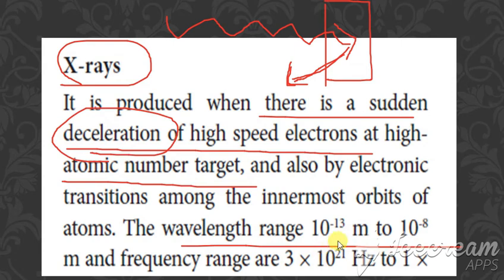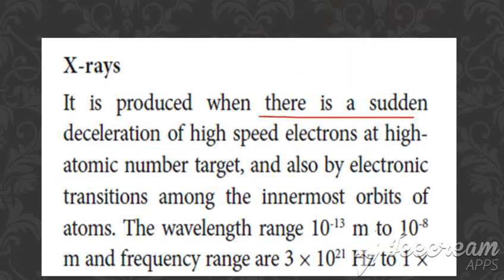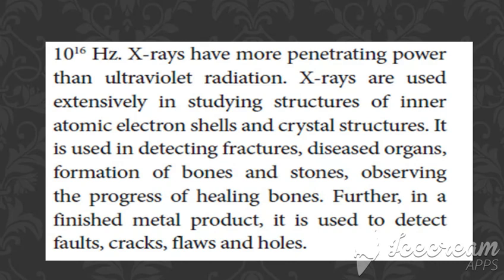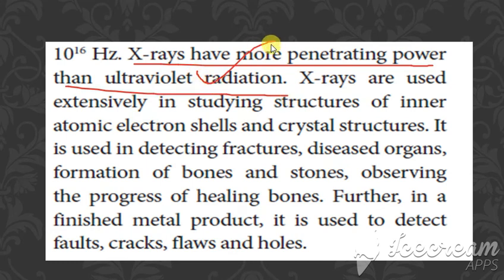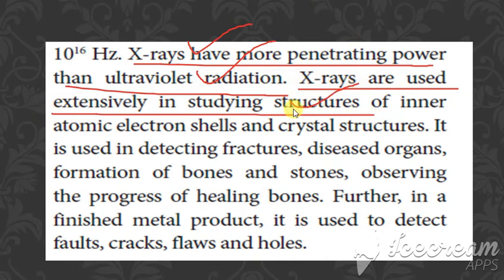It is 10 power minus 13 to 10 power minus 8, and the frequency is 3 into 10 power 21 hertz to 1 into 10 power 16 hertz. And then the next point is X-rays have more penetration power than ultraviolet. We just saw that ultraviolet has less penetration power. For X-rays, it is said that they have more penetration power. They are used extensively for what? Studying the structures of inner atomic electron shells and also for crystal structure.